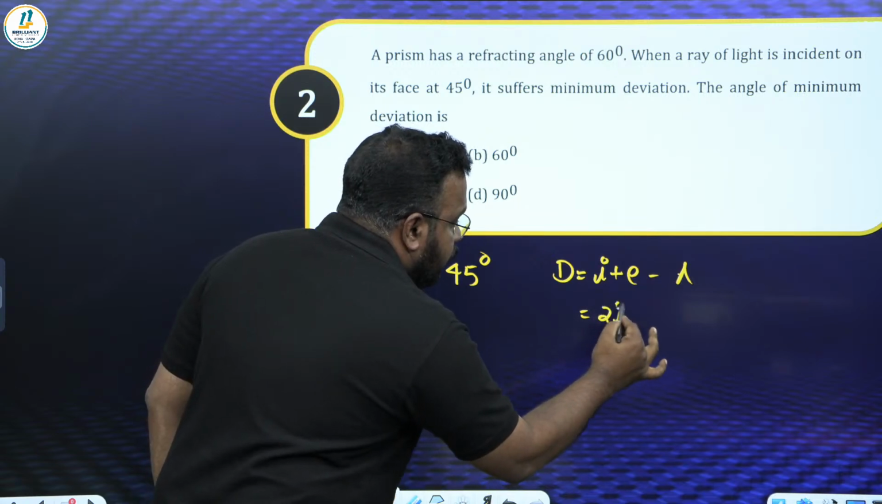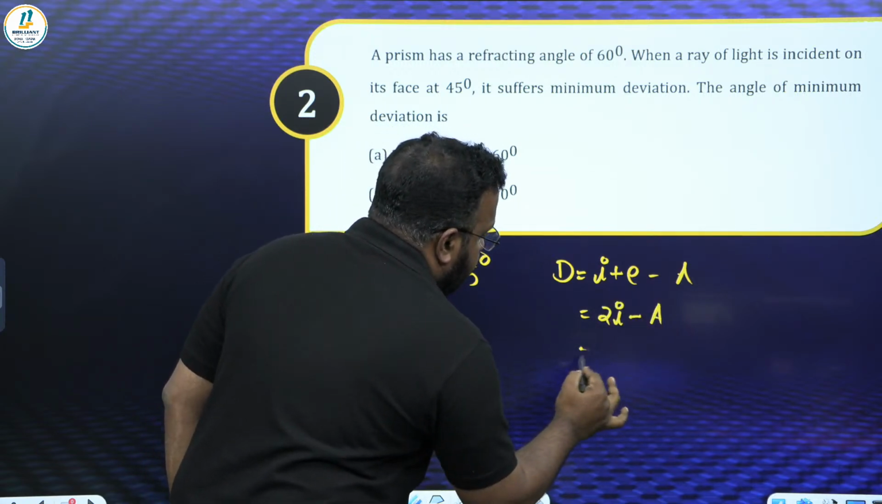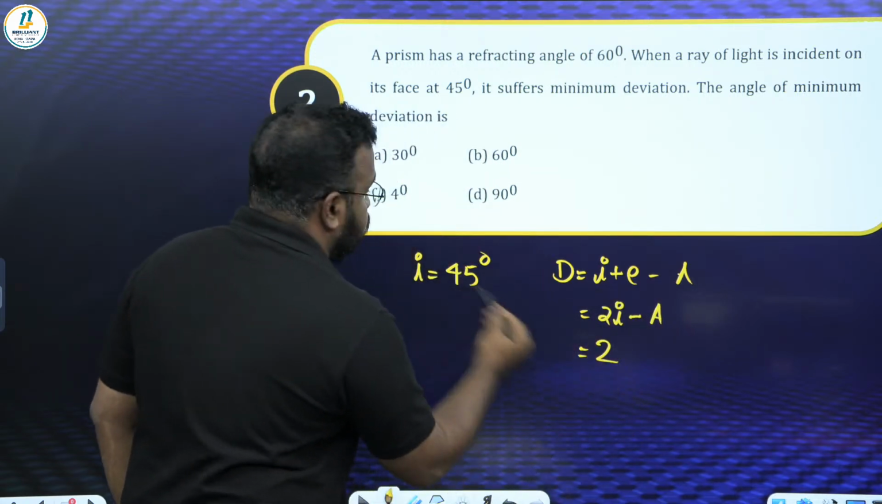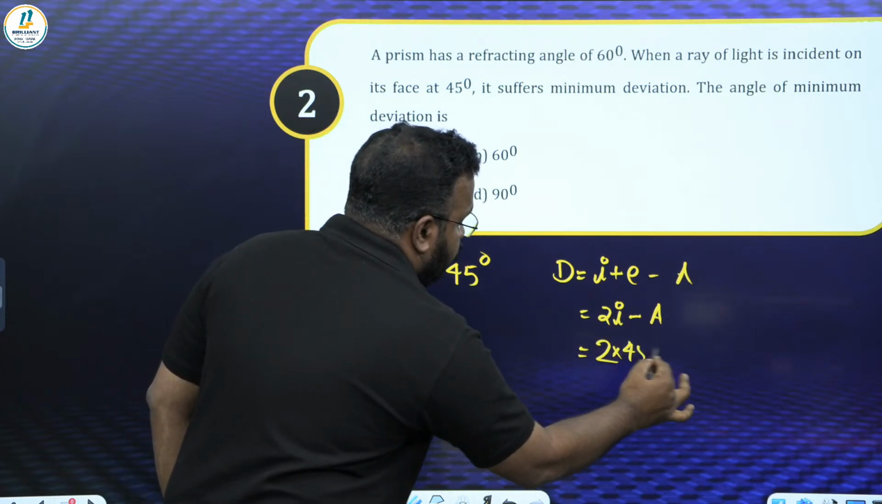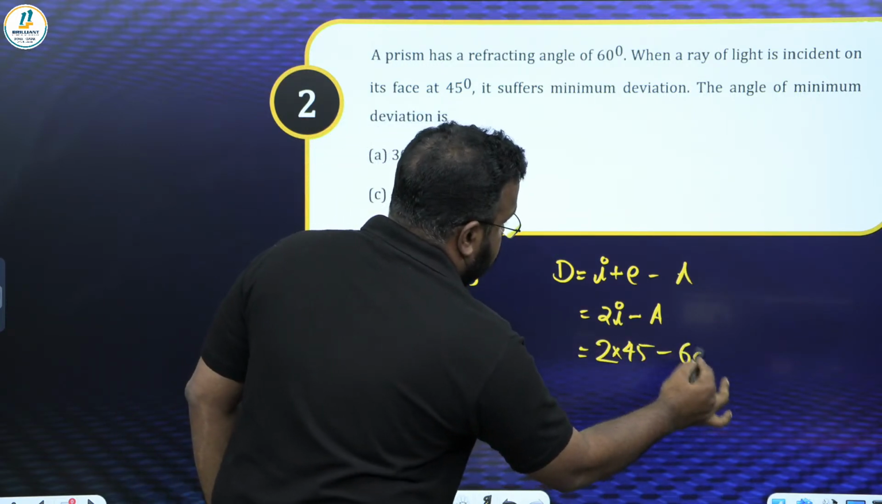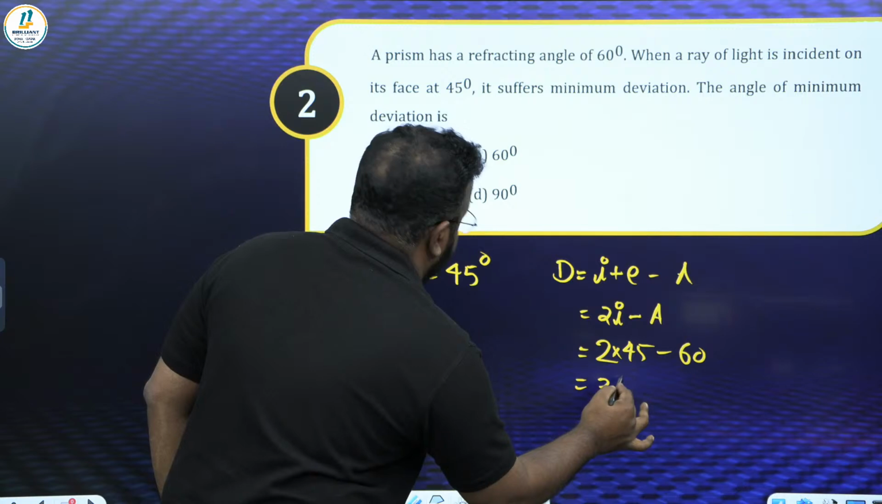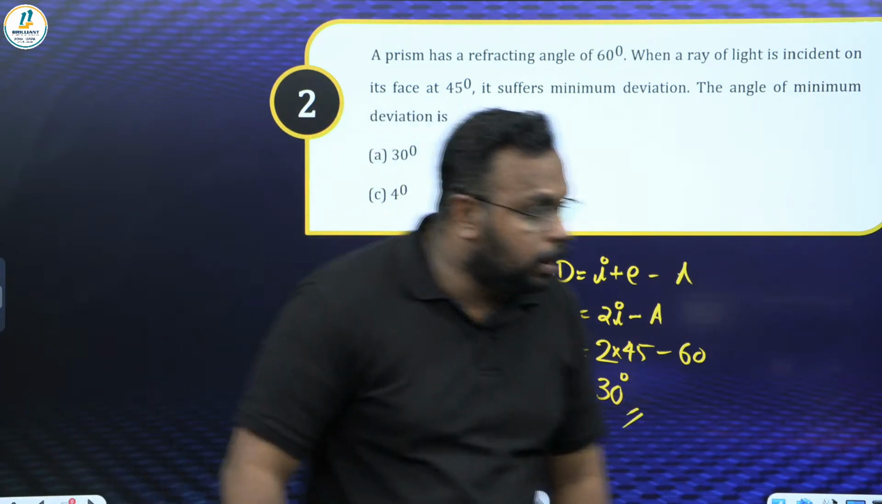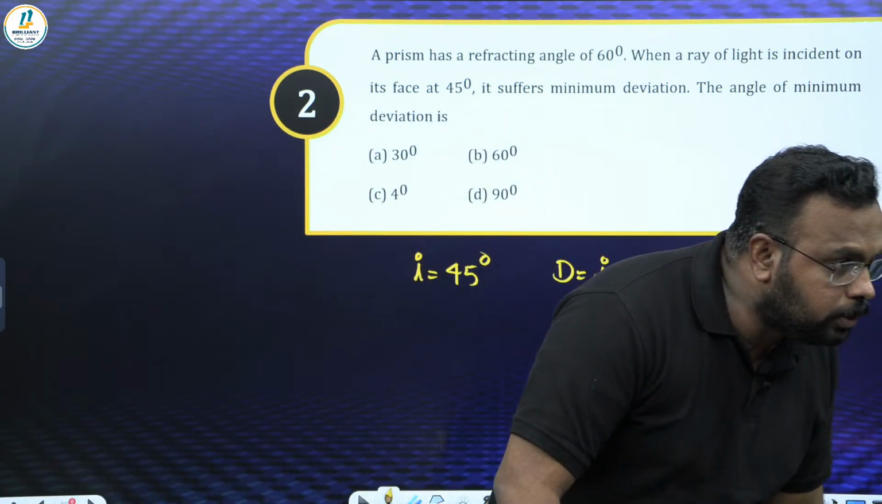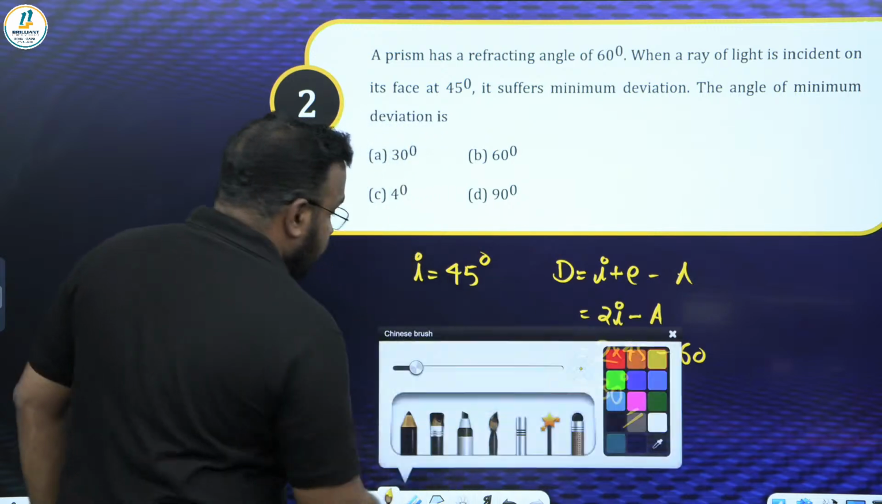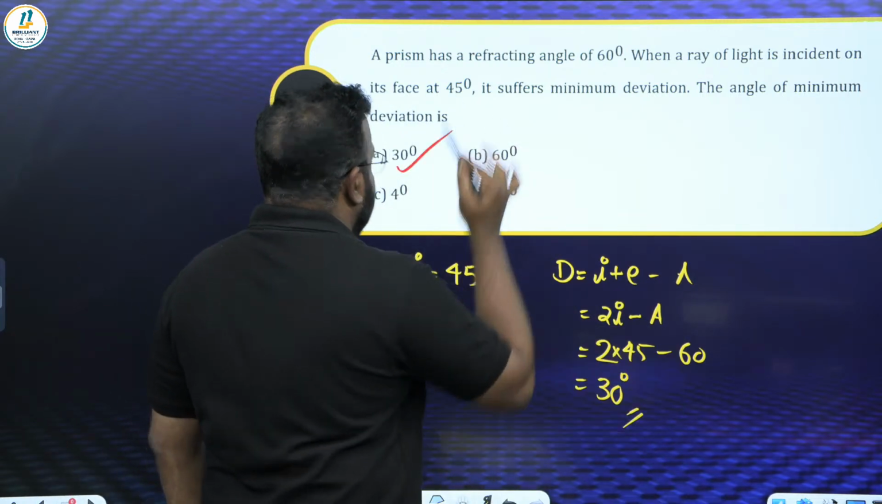We get 2i minus A. So directly we can substitute: 2 into what is the angle of incidence? 45. 2 into 45 minus the angle of the prism, 60. 90 minus 60. The answer is 30 degrees. How many of you got the correct answer? Yes, Sanj, Ruben, very good, right answer. So it is option A, 30 degrees.